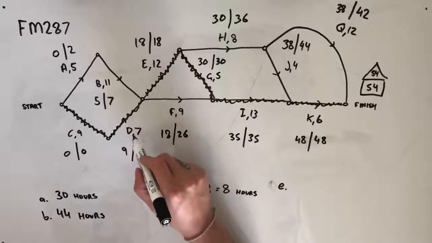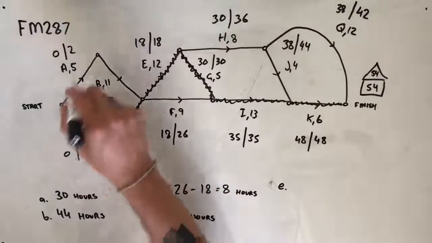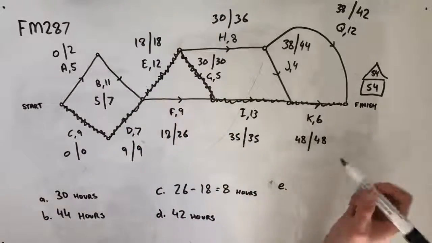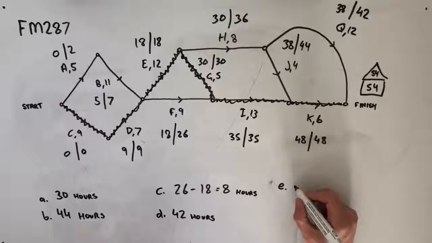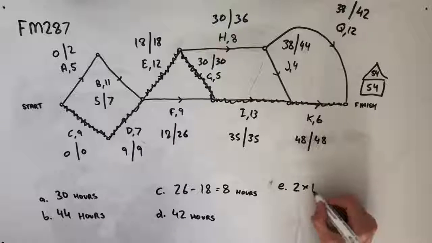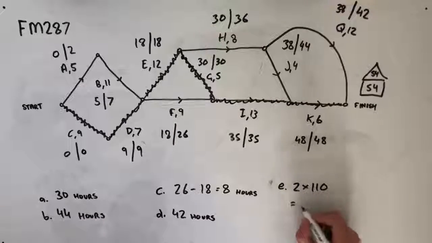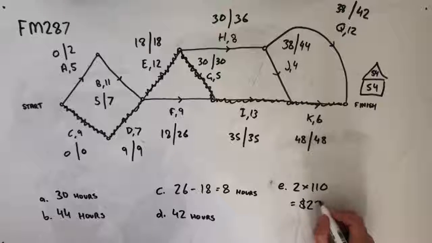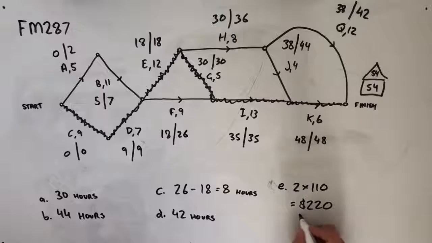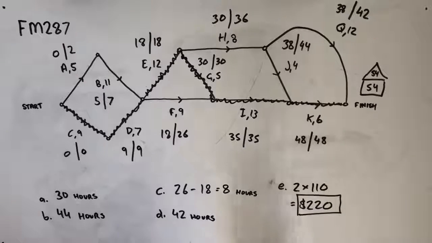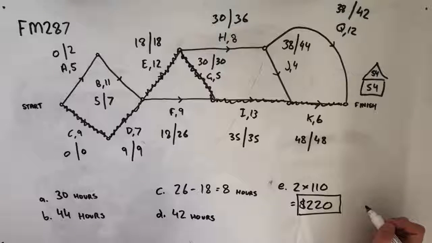If I was to reduce D by another day, A, B would take over as a critical path, and I wouldn't be reducing the overall completion time of the project. So our answer here is going to be 2 days at $110 per day. It's going to take $220 of extra cost in order to reduce the minimum completion time of the project by 2 days, which is the most we can reduce it by reducing D.